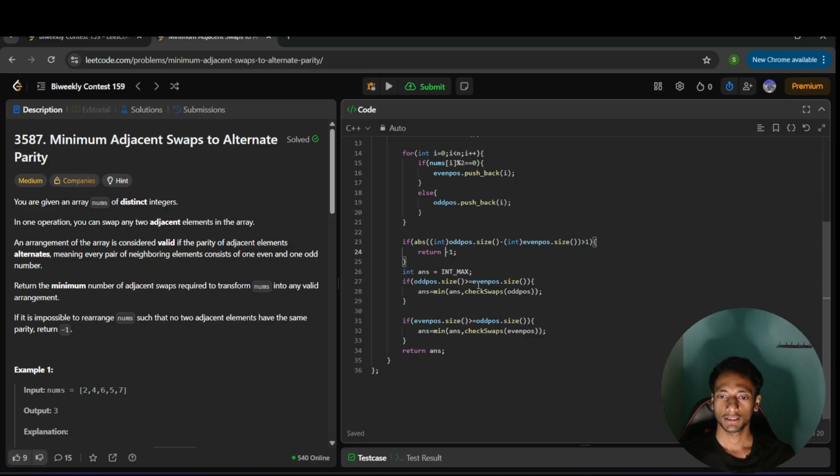So I have to check whether it can start with odd or with even. Honestly, it can start with odd if our odd frequency is greater than or equal to the even count.